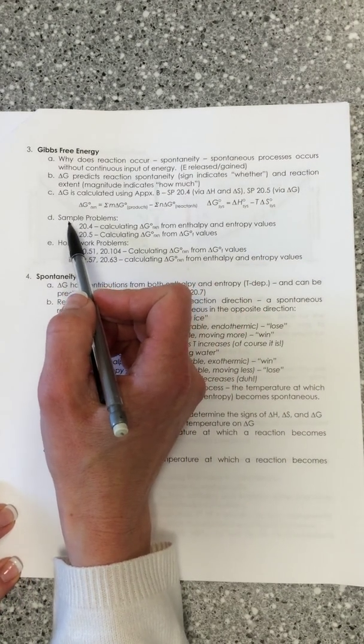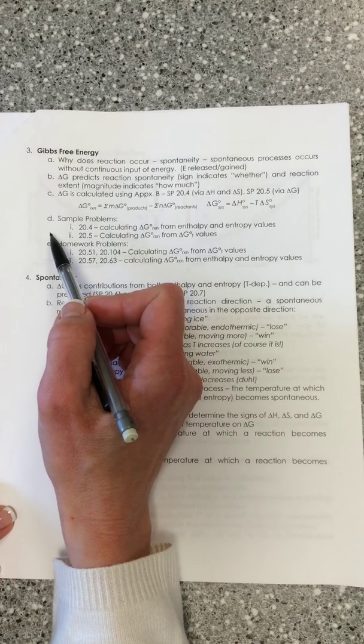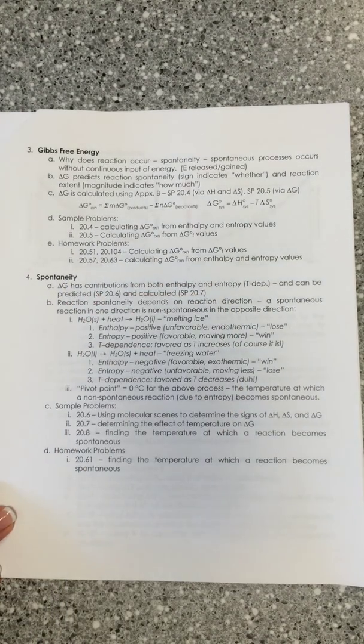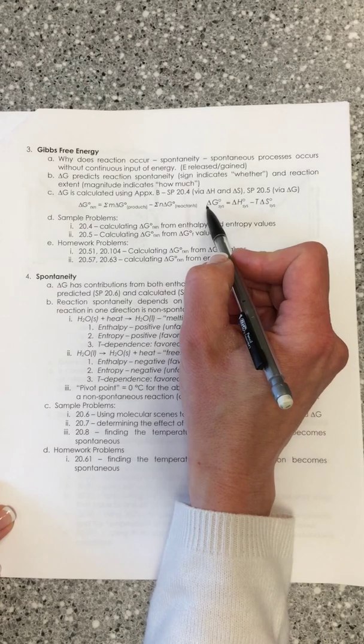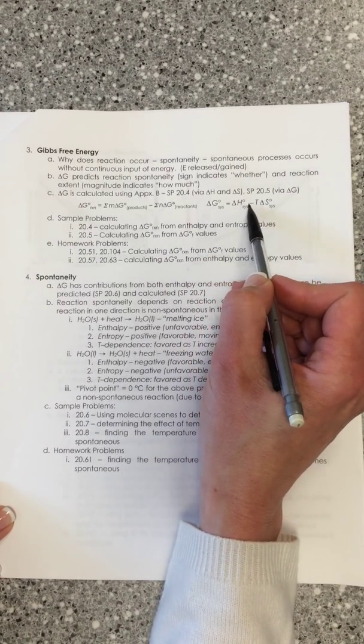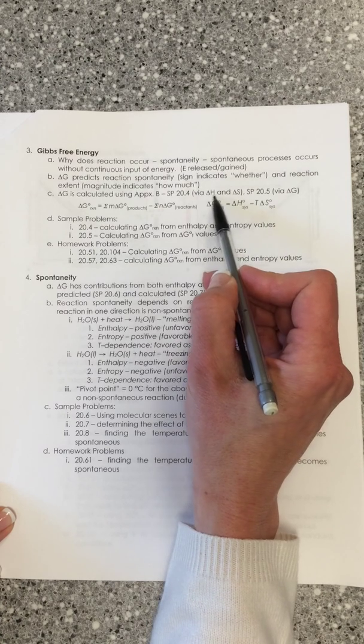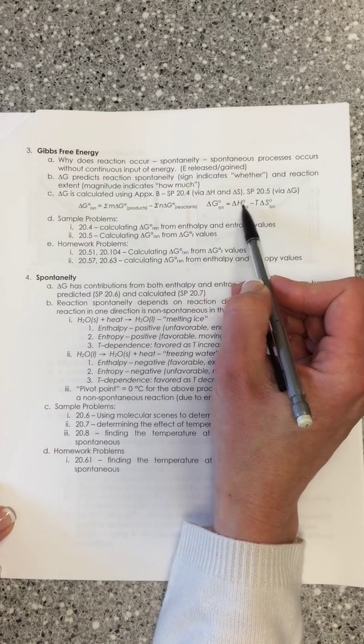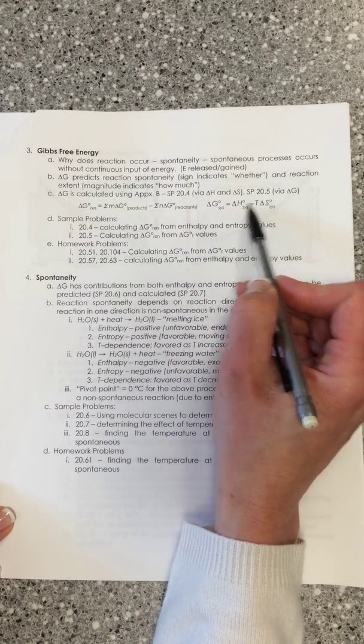And what we'll see is there's two ways that we can calculate free energy, and we'll go through two sample problems for each of those. One of them uses what we call the Gibbs free energy equation, which is delta G equals delta H minus T delta S. So we can calculate free energy by considering both the entropy and enthalpy components.